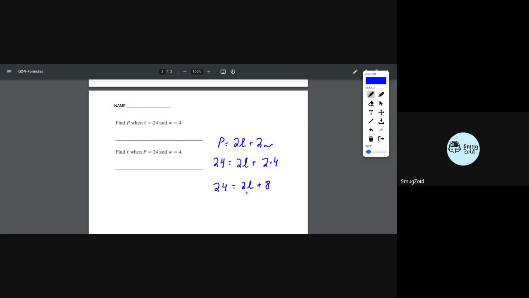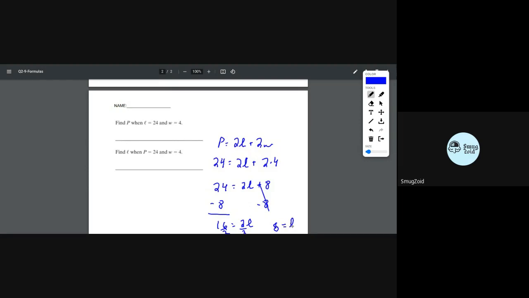Now this is interesting. All these problems we're doing on two-step substitution or two-step solving equations has to do with these formula problems, because now I'm going to subtract 8 from both sides. This goes away. This becomes 16 equals 2L. Then you divide by 2. Divide by 2, you get 8.